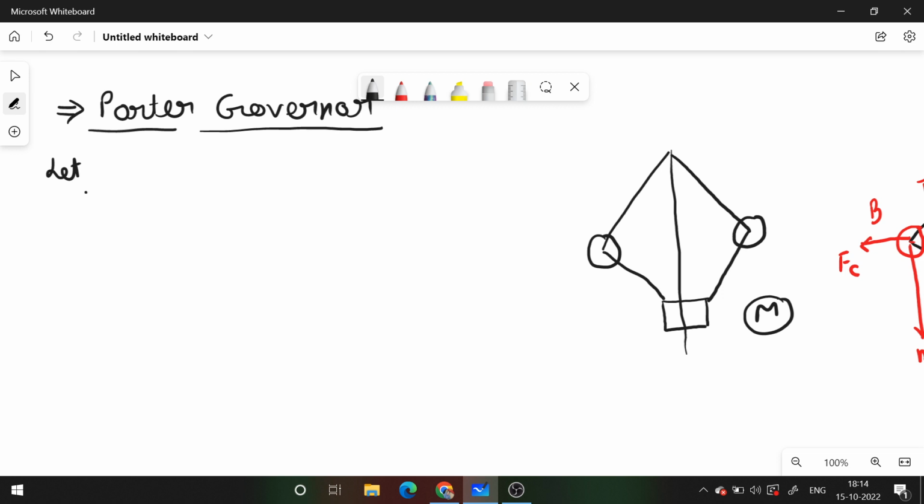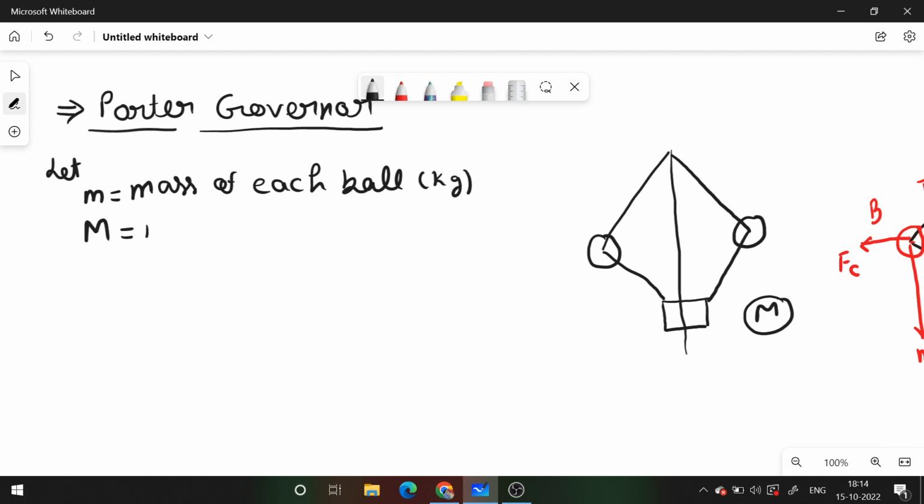Let small m is the mass of each ball in kgs.